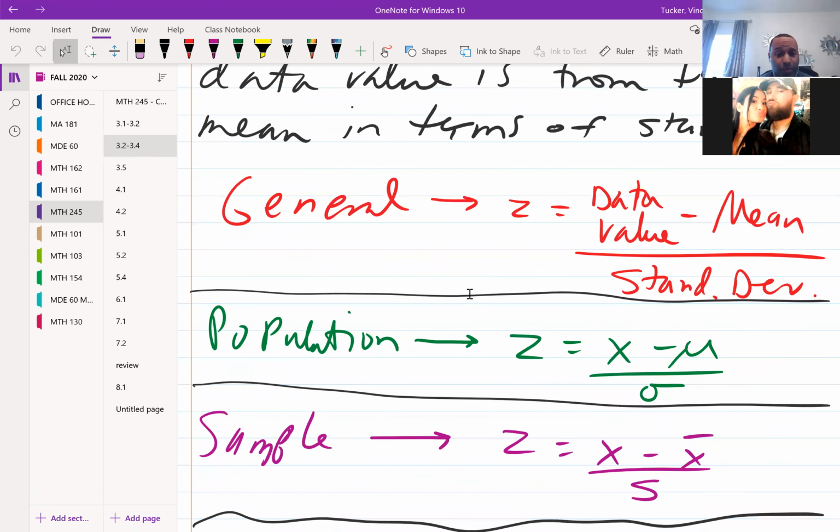And remember I said that the population and sample have different symbols. That's what the green and the purple represent for us. But it's still the same thing. No matter whether you're doing a population or sample, you're still doing the same process that's held in the red. Your data value minus the mean divided by the standard deviation.